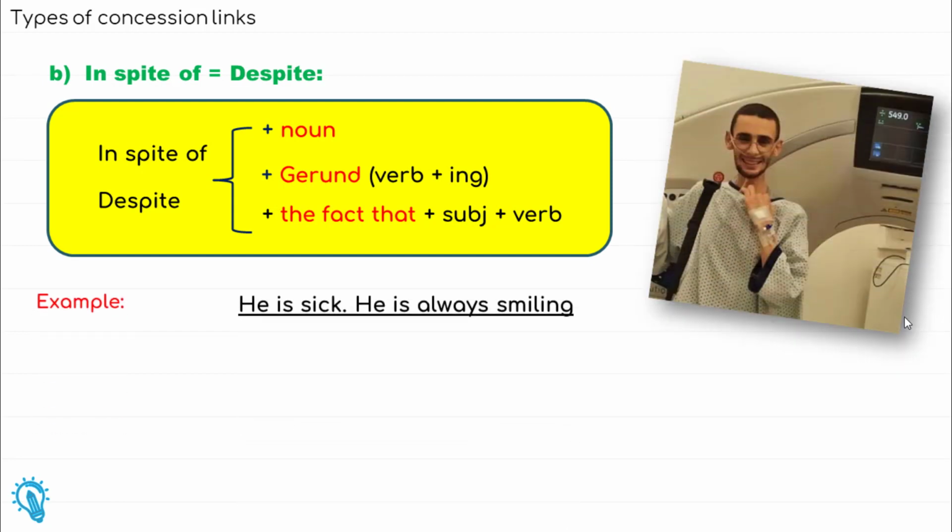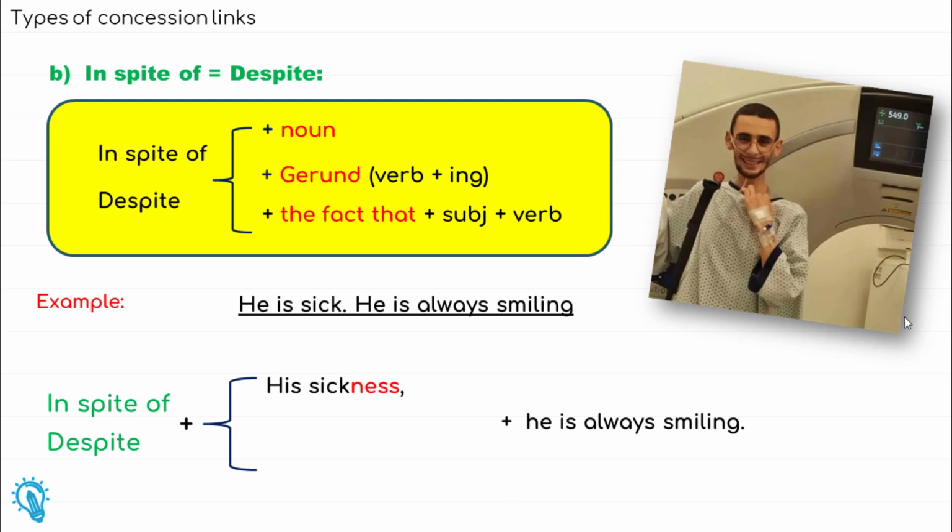So to use in spite of or despite with a noun, we will say, in spite of his sickness, he is always smiling. To use the gerund, we say, despite being sick, he is always smiling. Here, we added ing to the verb be. And last, in spite of or despite the fact that he is sick, he is always smiling.